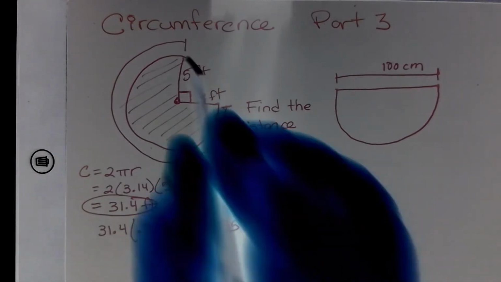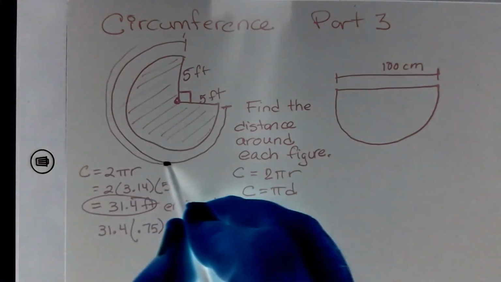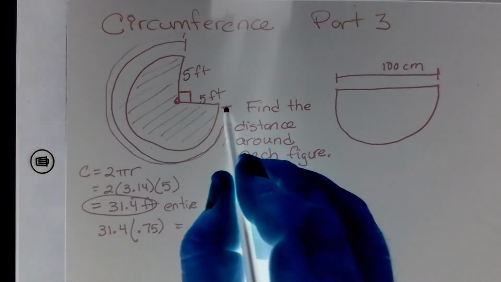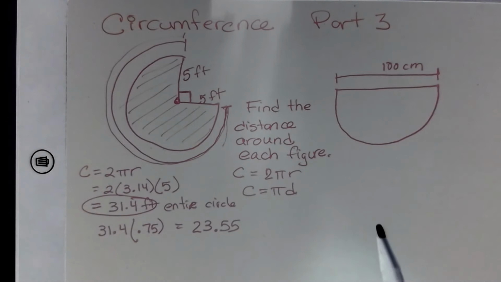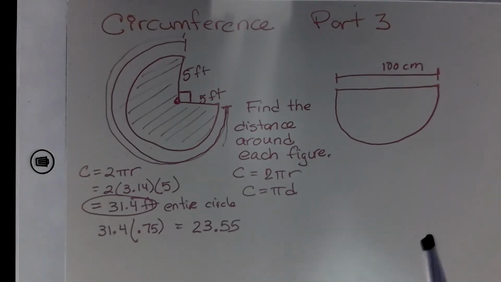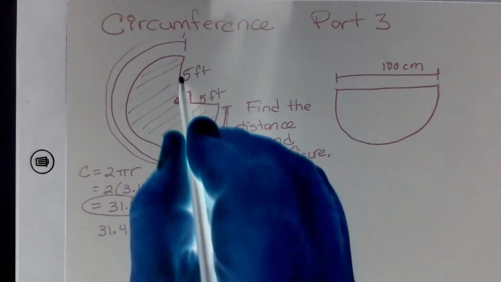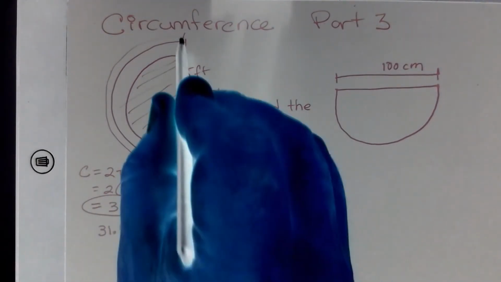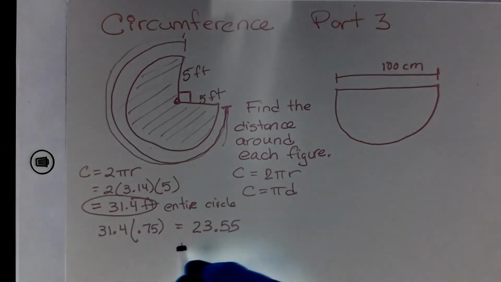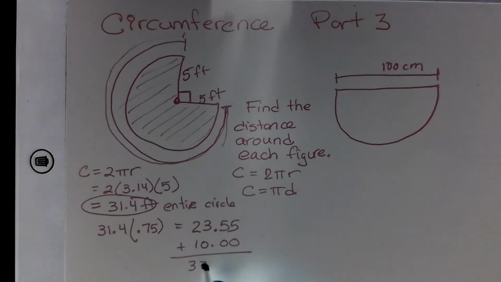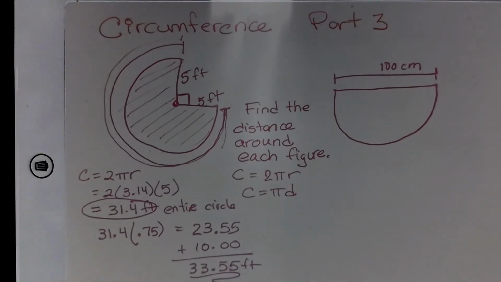23.55. So guys, we found the distance from here all the way around up to here, but we're not done yet. What is the final step? These two parts here. So we have to add what? 10. So this gives me what? 33.55 feet. That's your first answer.